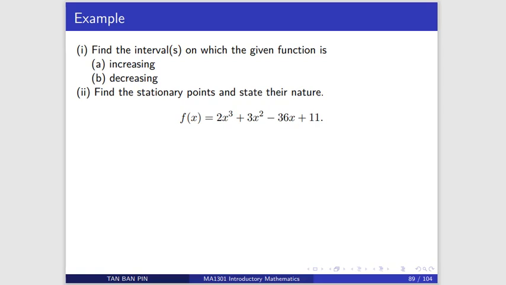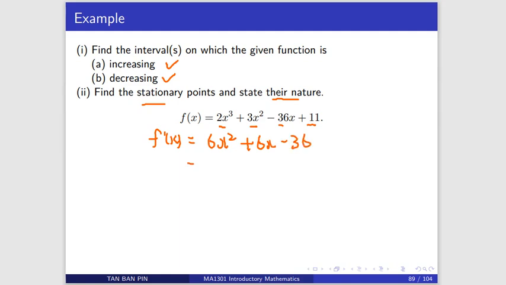In this example, we are supposed to find the intervals for which the function is increasing, decreasing, as well as stationary points, and state their nature. So you have f(x) is 2x cubed plus 3x squared minus 36x plus 11. So first you'll find f prime x. F prime x will be 6x squared plus 6x. So just differentiate.